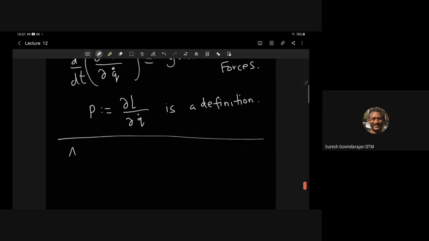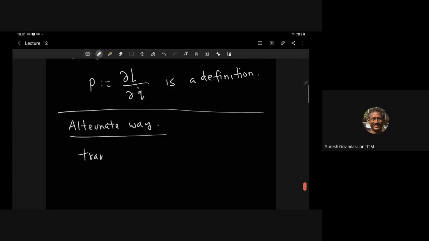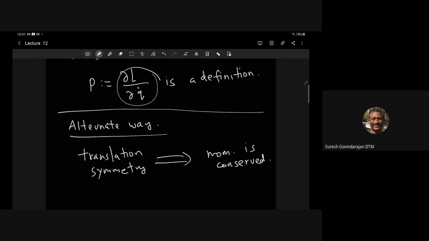The alternate way to see this is that translation symmetry implies momentum is conserved. And if you ask what is the momentum which is conserved, you will get this quantity.